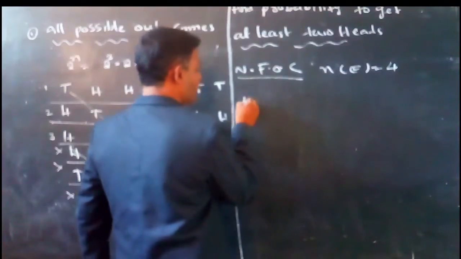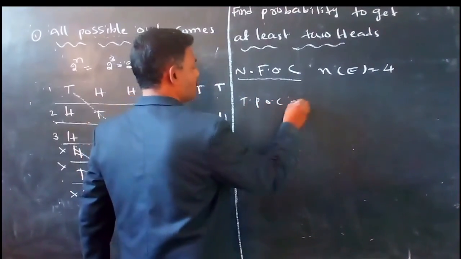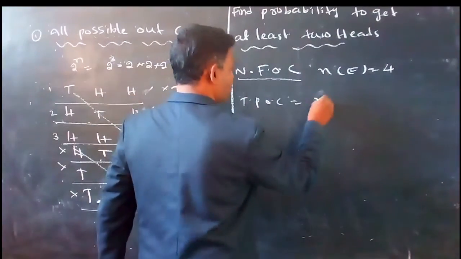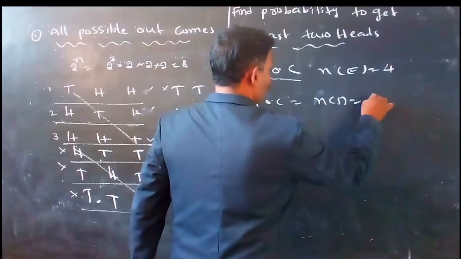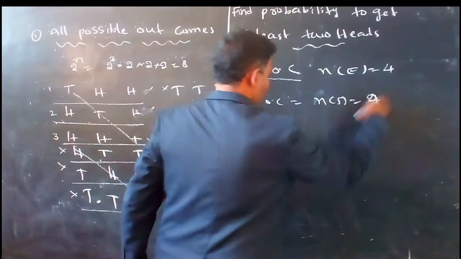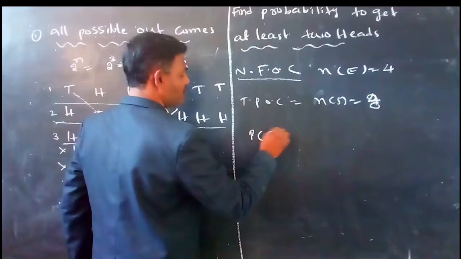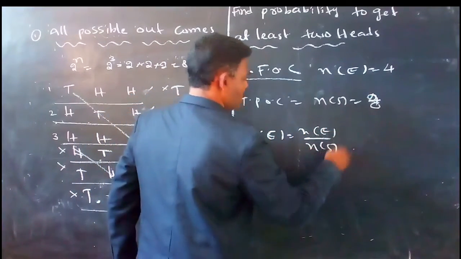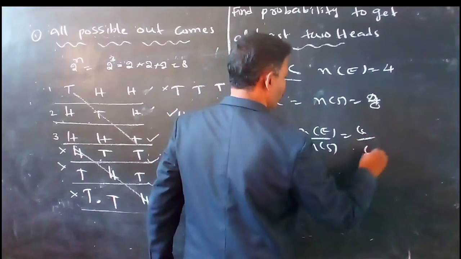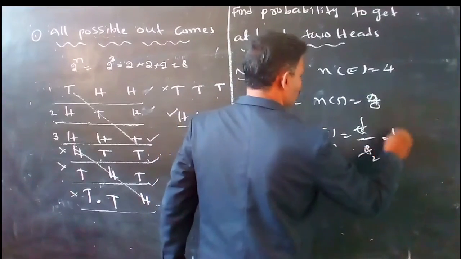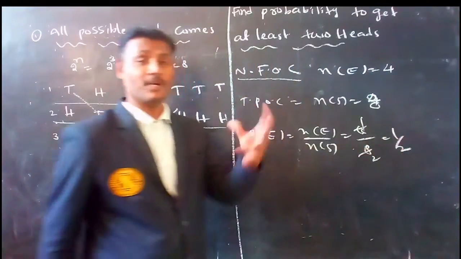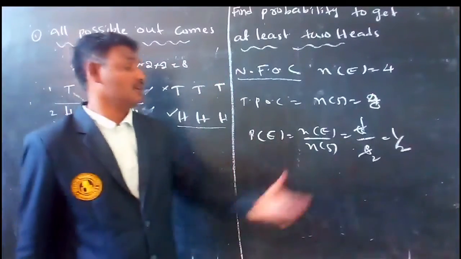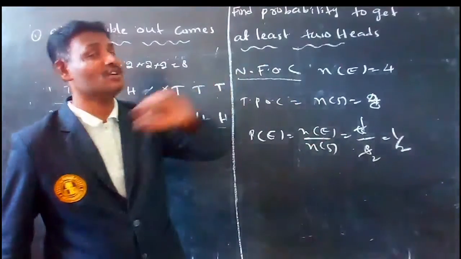Then total possible outcomes N of S is equal to 8. So P of E is equal to N of E by N of S is equal to 4 by 8. 4 ones are 4, 4 twos are 8. So 1 by 2. There is 50% chance to get at least 2 heads.